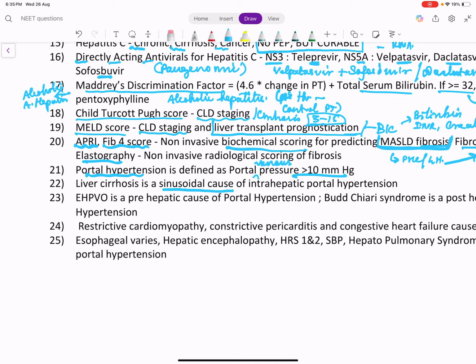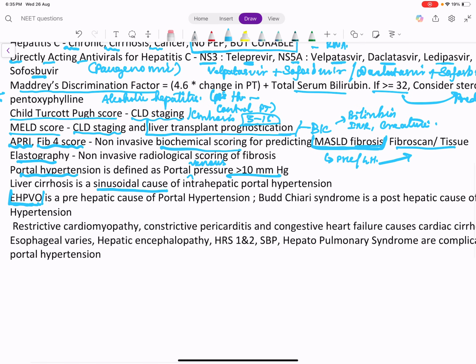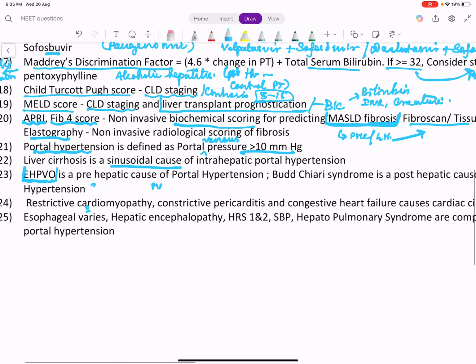Important post-sinusoidal cause will be veno-occlusive disease. The important pre-hepatic cause will be extrahepatic portal vein occlusion. So the name itself suggests extrahepatic portal vein occlusion, because the portal vein is formed by the splenic vein plus the superior mesenteric vein. So there can be occlusion at this level.